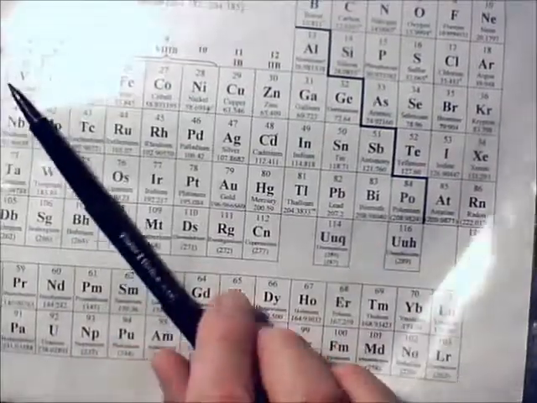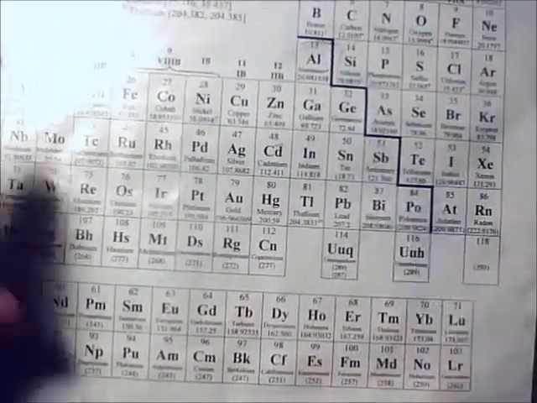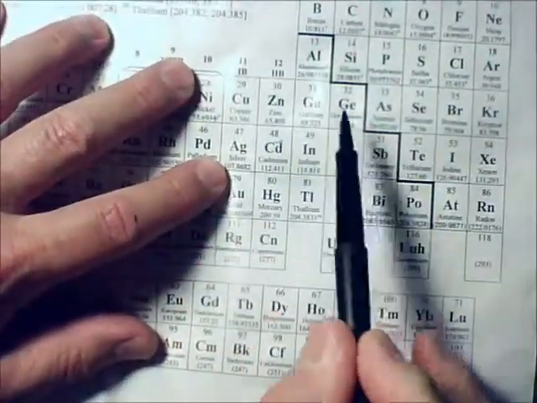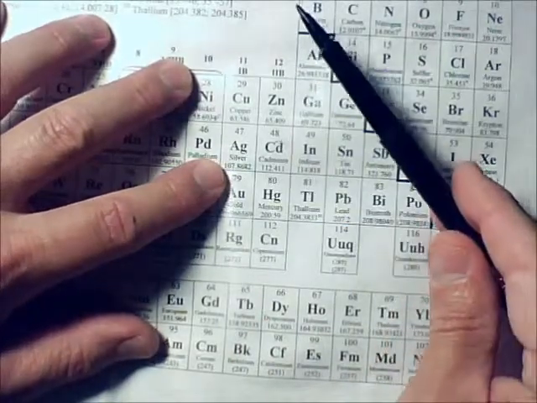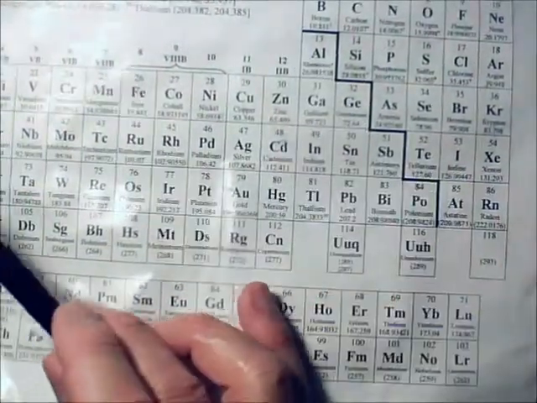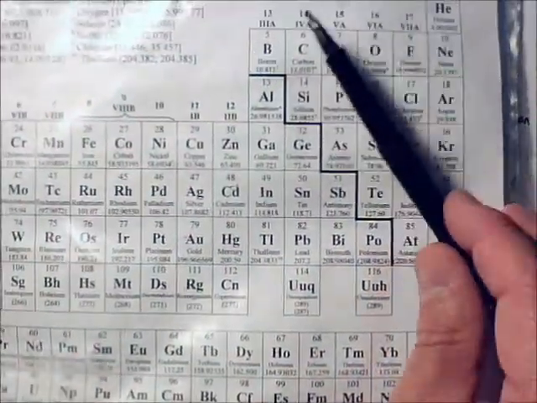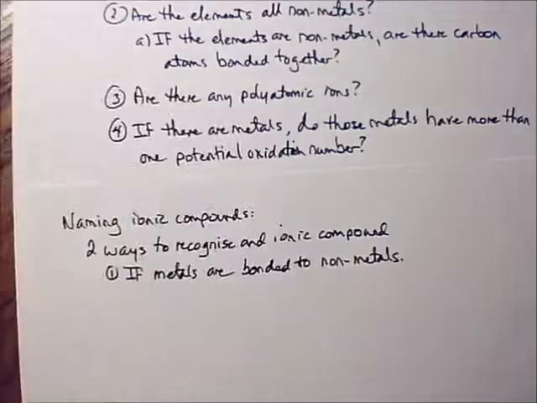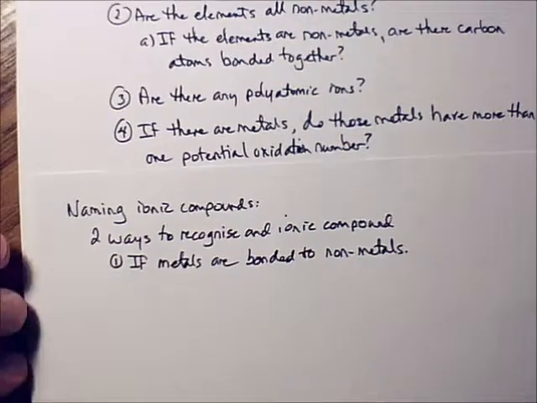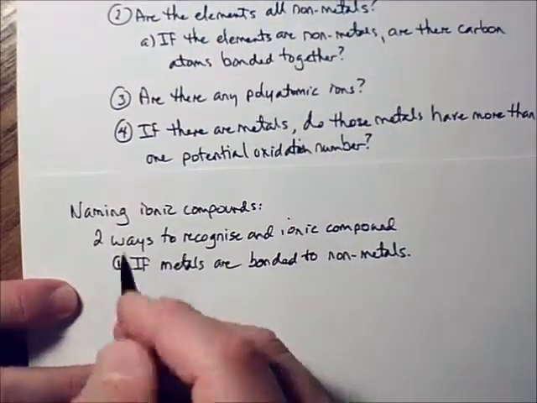On the periodic table, there's a stair step on most periodic tables anyway, right here. All the metals are over here. Everything to the left is a metal. Everything up here to the upper right, that's a nonmetal. Okay, we're bonding a metal to a nonmetal. We have an ionic compound.